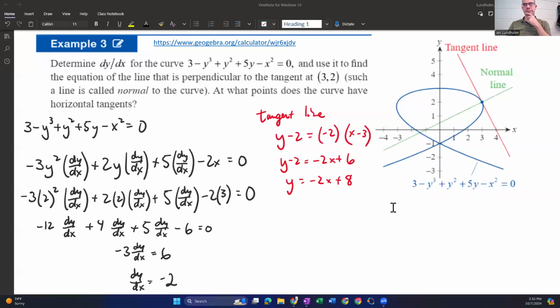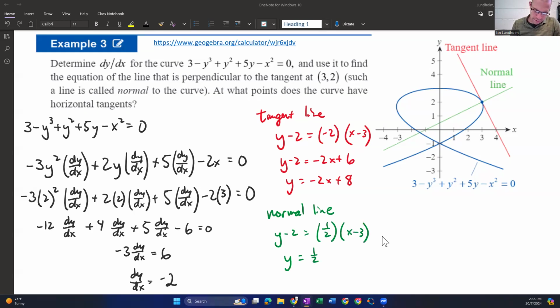For our normal line, we'd do the same thing, except we would use a perpendicular slope. Remember, that's an opposite reciprocal. So it's still y minus 2, but then we've got a slope of 1/2, x minus 3. And so this should be y equals 1/2 x, and then we've got a minus 3/2 plus 2. So it should be a plus 1/2. And so that's our green normal line. Cool.